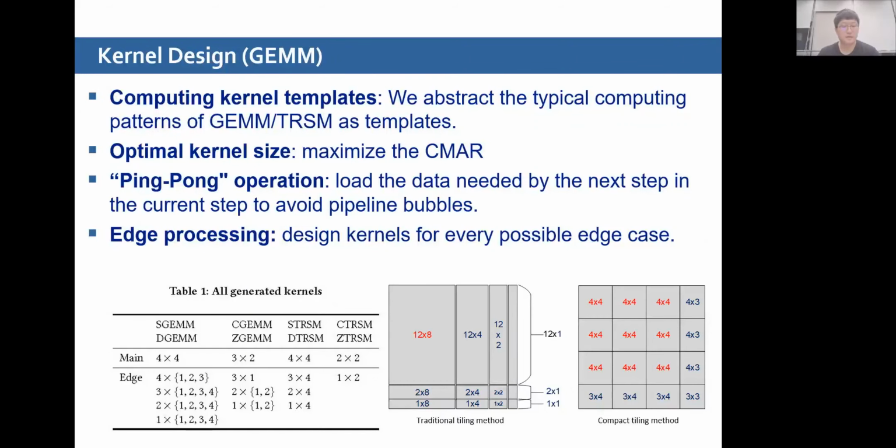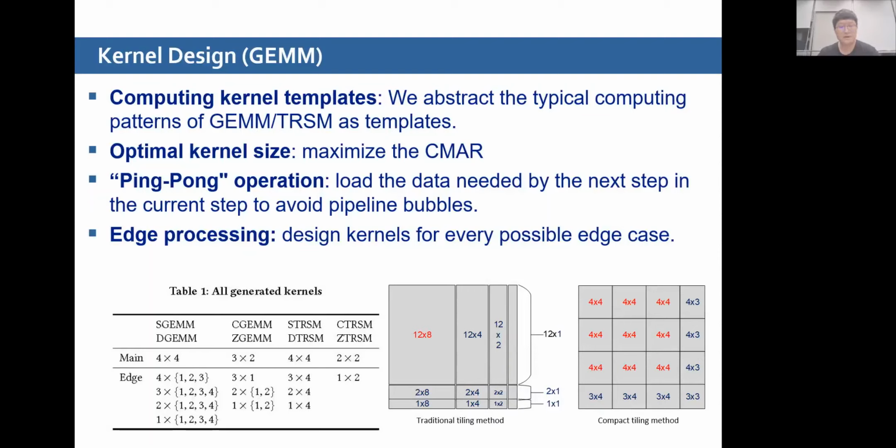We abstract the typical computing patterns of GEMM or TRSM as templates, then automatically generate the assembly kernel through the templates for the upper-level functions to use. Automatic kernel generation can significantly reduce the workload of our approach. The main idea of finding the optimal kernel size is to minimize the CMAR, that's the compute to memory access ratio. In addition, we use ping-pong operation to avoid pipeline bubbles, that is, load the data needed by the next step in the current step.